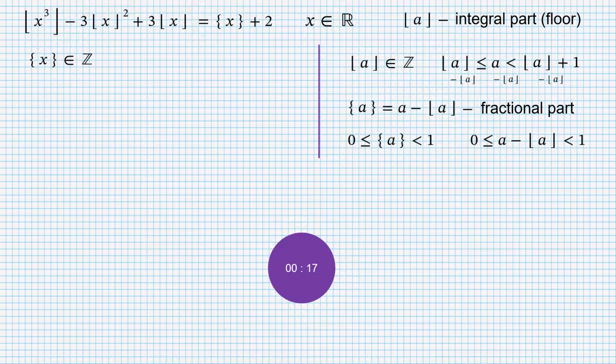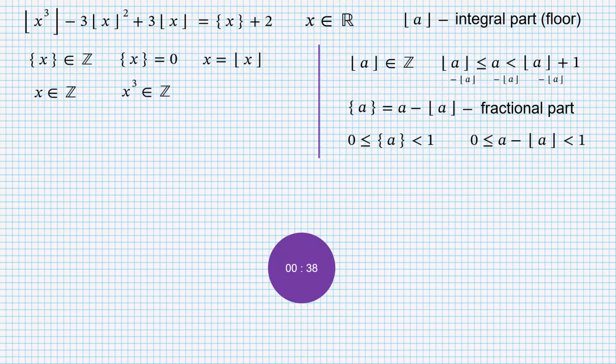Anyway, we know that the fractional part is always greater than or equal to 0 and strictly less than 1. And there is only one integer in this range, which is 0, of course. So the fractional part of x is 0. Therefore, x is equal to its integral part. But the integral part is an integer. Therefore, x is an integer.